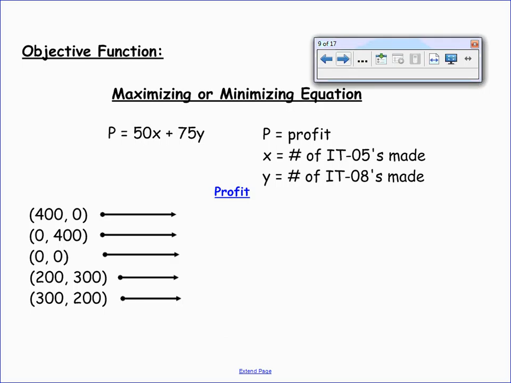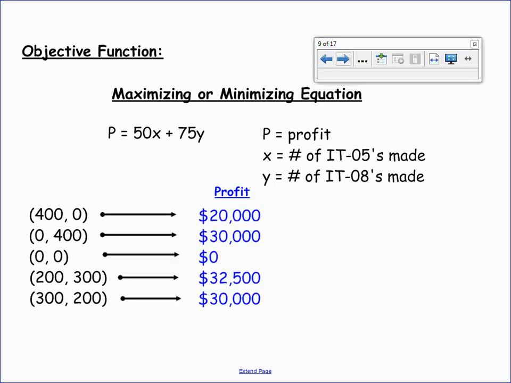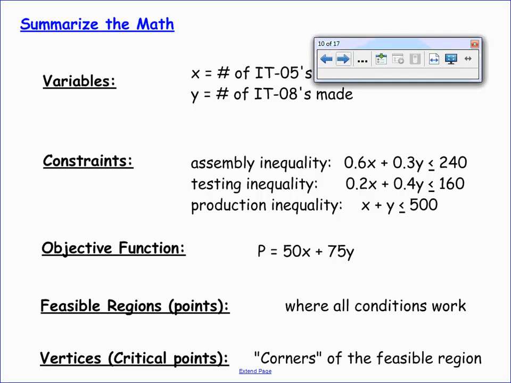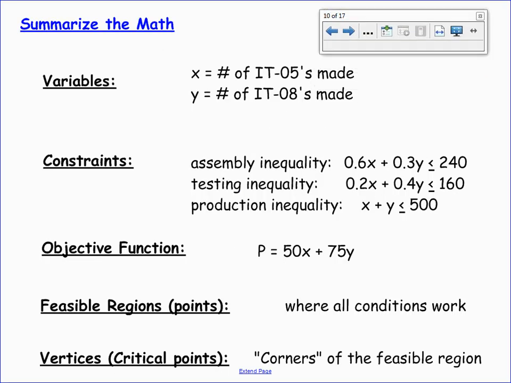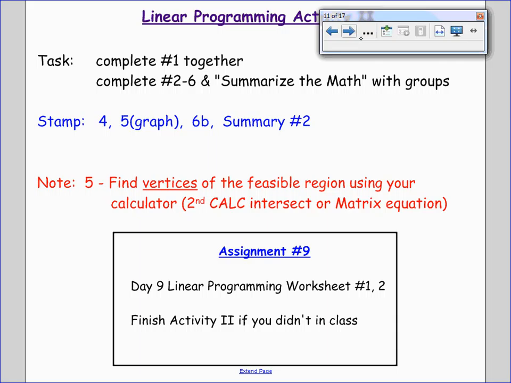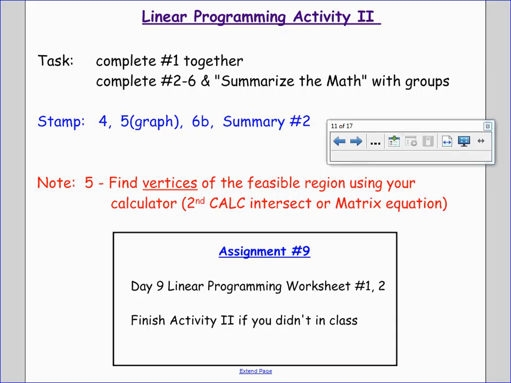All right, after testing those boundary points, the vertices, the critical points of your feasible region, we saw that the winning profit, $32,500, resulted when 205 models were created and 308 models were created. And so we know that my variables, we let x be the 05s and y be the 08s. We had constraints within which to work. We had an objective function. We know that the feasible region was where all the conditions were satisfied. The corners of the feasible region are the critical points, and we tested those in our objective function before stating our findings. Today we're going to switch gears and look at a different context.